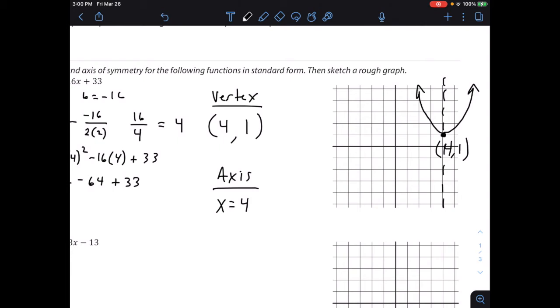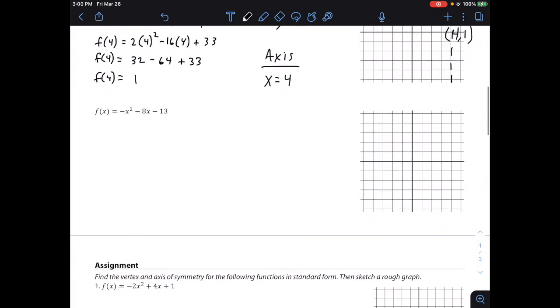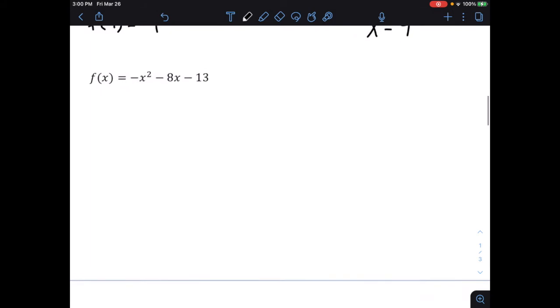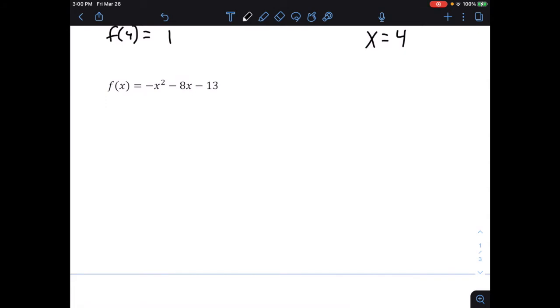All right, let's do another one. The second one here, we have a couple of negatives that we're dealing with. So if we follow the same process where we identify our A and our B, we have an A that is -1 and a B that is -8. And if we use our formula, -b over 2a, and we plug in the b and the a, we have -8 over 2 times -1.